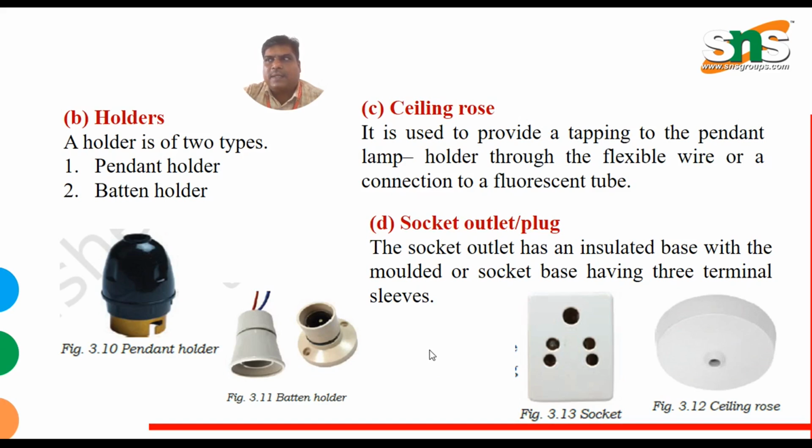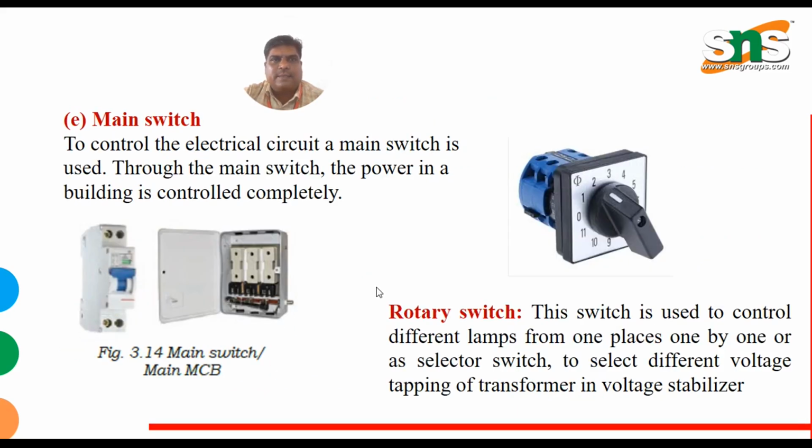Socket outlet or plug. The socket outlet has an insulation base with the mounted or socket base having three terminal sleeves. You can see these anywhere in your classroom. Next is the main switch. To control the electrical circuit, a main switch is used. Through the main switch, the power in a building is controlled completely.